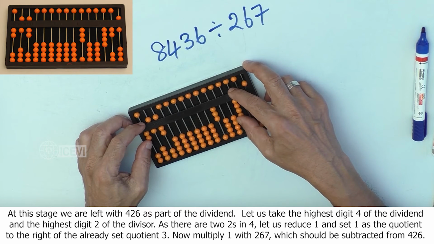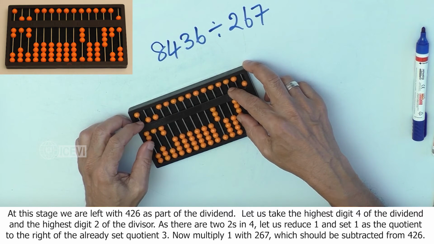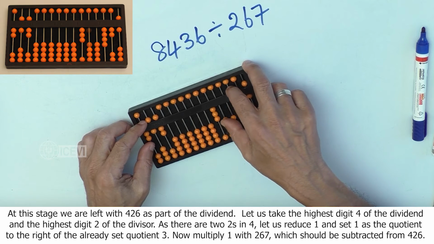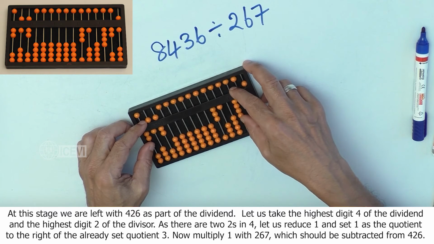Let us take the highest digit 4 of the dividend and the highest digit 2 of the divisor. As there are 2 2's in 4, let us reduce 1 and set 1 as the quotient to the right of the already set quotient 3.